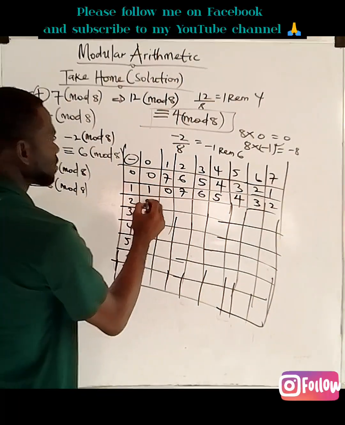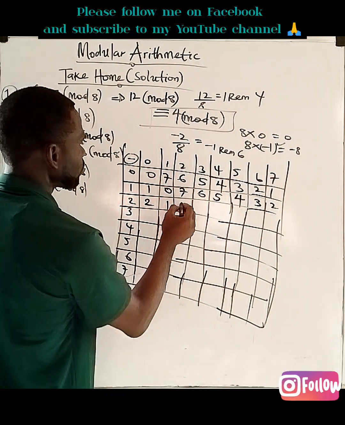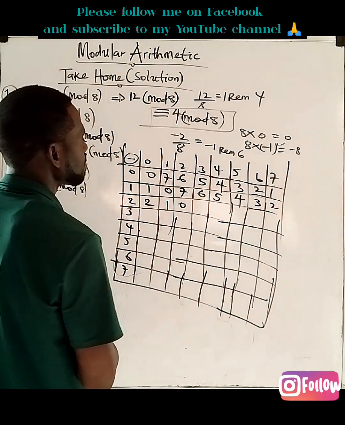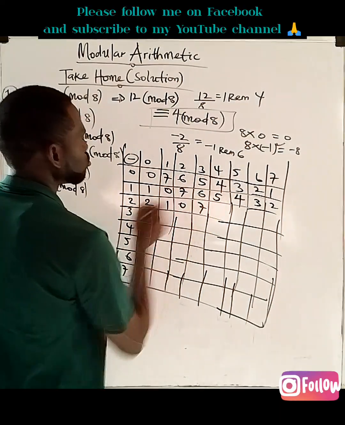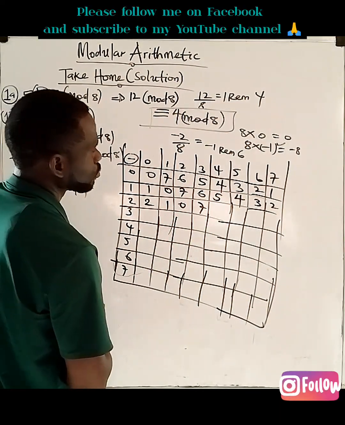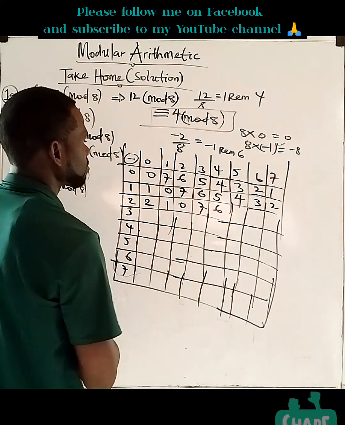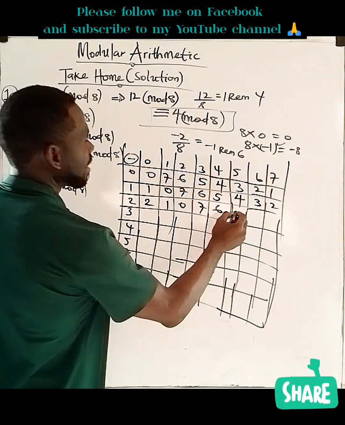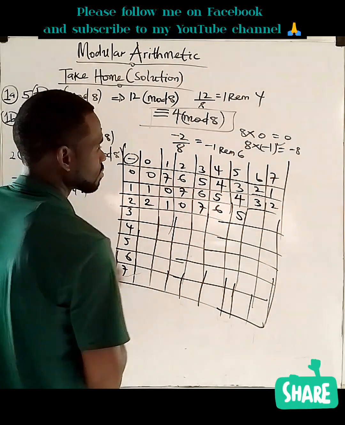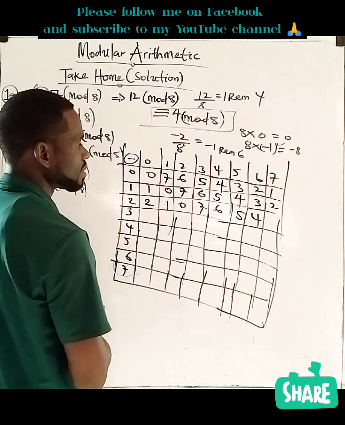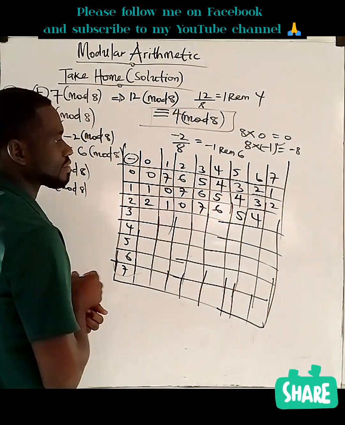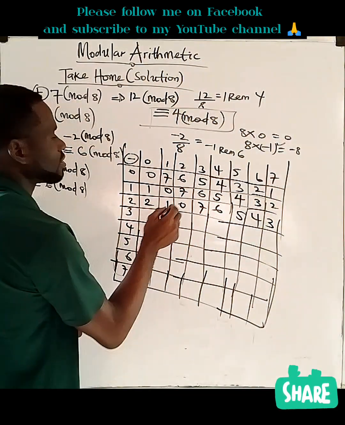So next, 2 minus 0 is 2. 2 minus 1 is 1. 2 minus 2 is 0. 2 minus 3 is minus 1, that will give us 7. 2 minus 4 is minus 2, that will give us 6. 2 minus 5 is minus 3, that will give us 5. 2 minus 6 is minus 4, that will give us 4. And 2 minus 7 is minus 5, that will give us 3. So 2, 1, 0, 7, 6, 5.